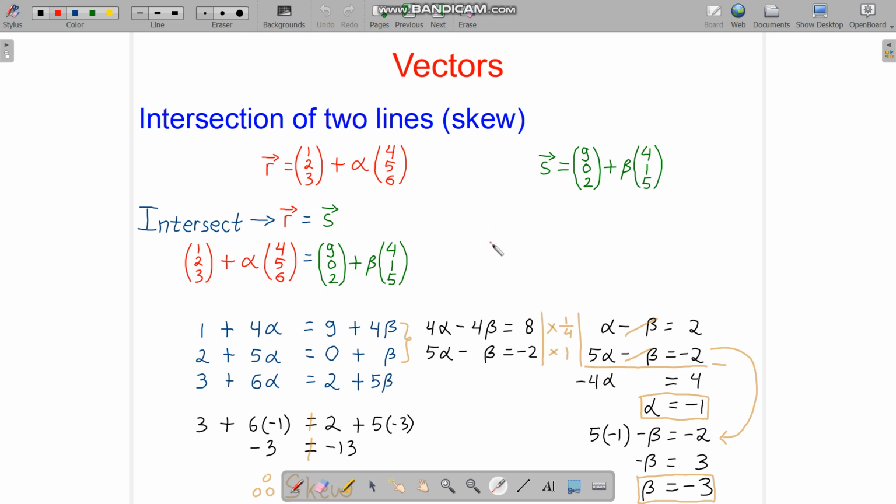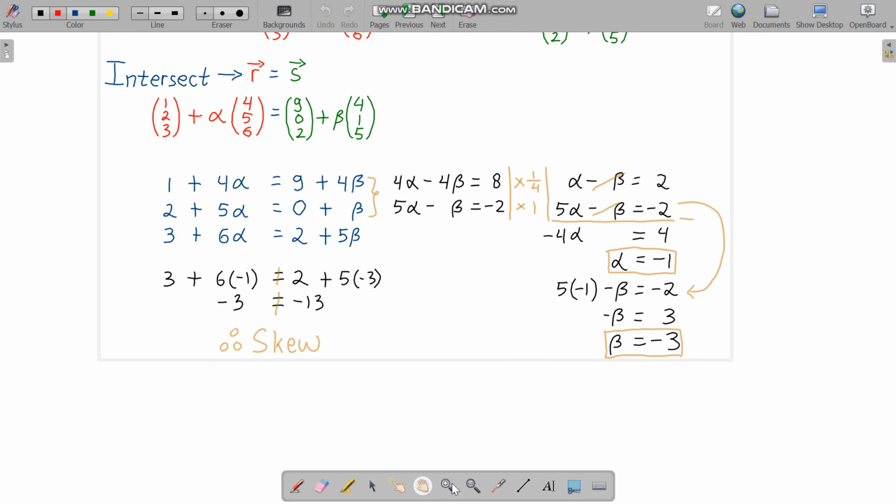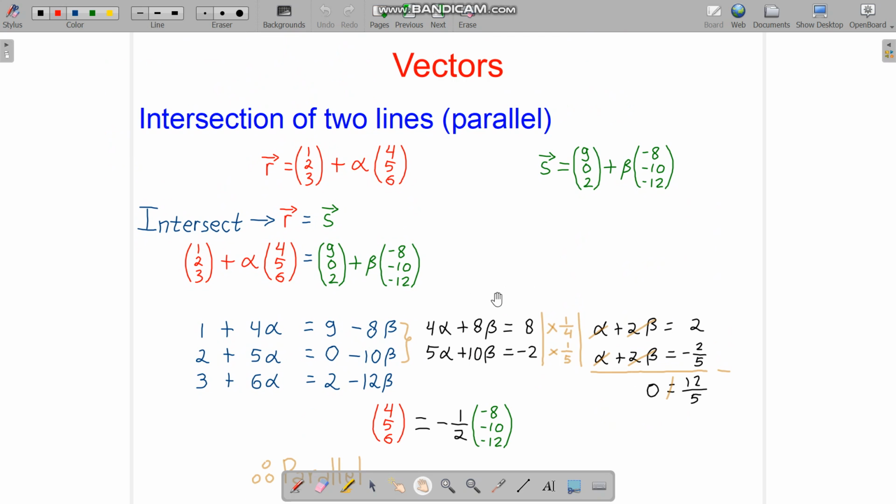So if you do the same thing, this time you can solve the first two equations and you get alpha and beta, but when you plug into the third equation, it just doesn't make sense. It doesn't make sense here because minus 3 is not equal to minus 13. This means they do not intersect. So this is the case of skew lines.